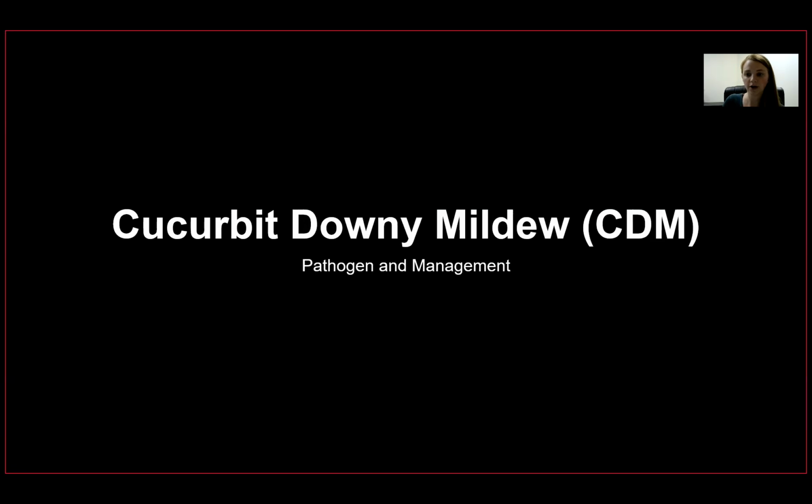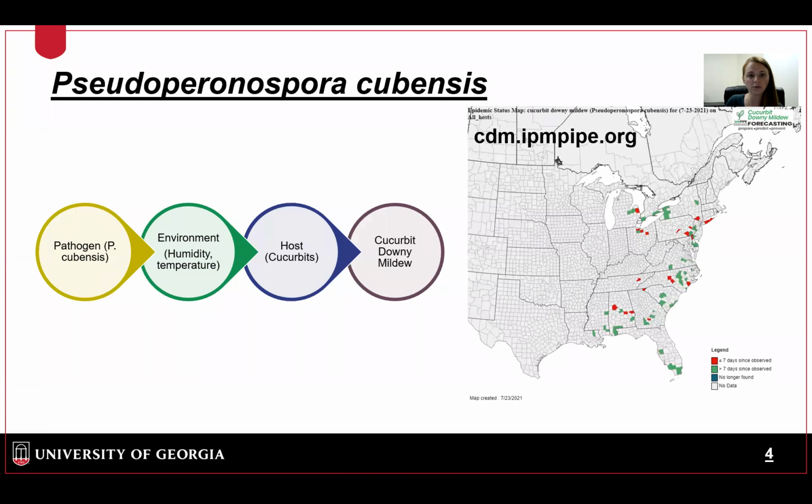So cucurbit downy mildew, otherwise known as CDM, the pathogen and management. Pseudoperonospora cubensis is the causative agent of cucurbit downy mildew. This is an important pathogen to study for several reasons. First, the cucurbit industry is a multi-billion-dollar industry, and P. cubensis is the most devastating pathogen to cucurbits.